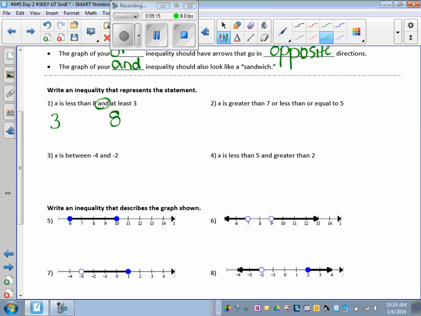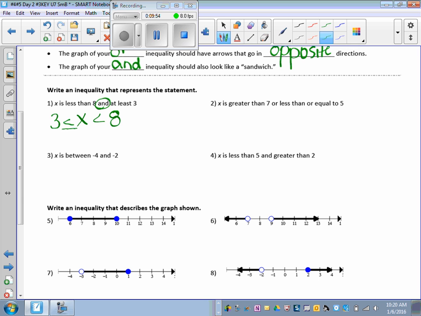And it says x is less than 8. So what inequality should I put between x and 8? Less than. X is less than 8. And then at least 3. So x is greater than 3, but it can also include 3. So we read this as 3 is less than or equal to x, which is less than 8. Meaning any number in between 3 and 8, including 3, is a solution. Any number that satisfies both of those.